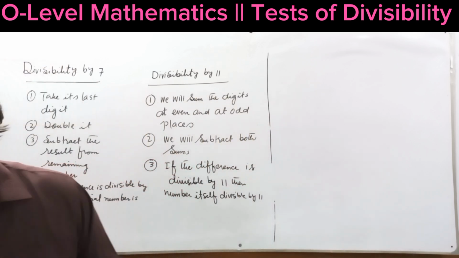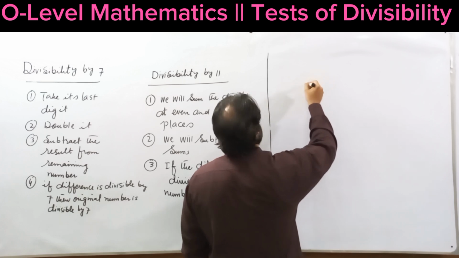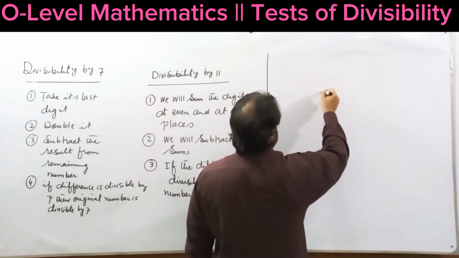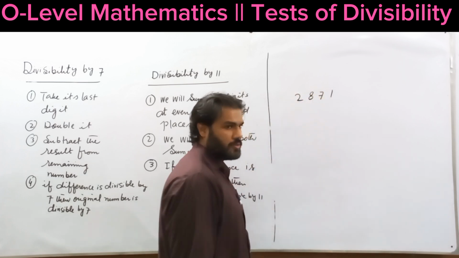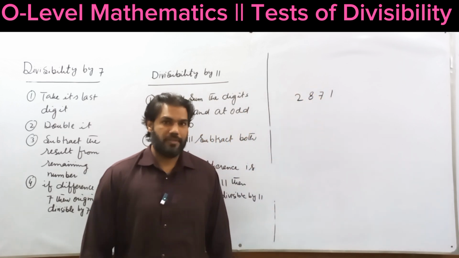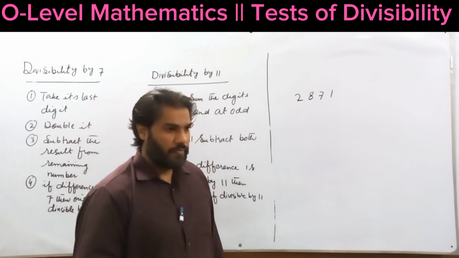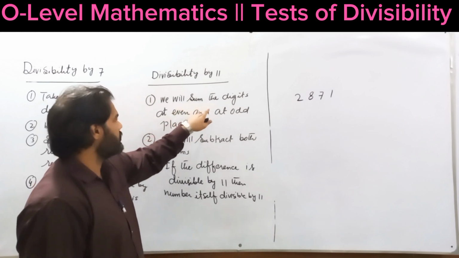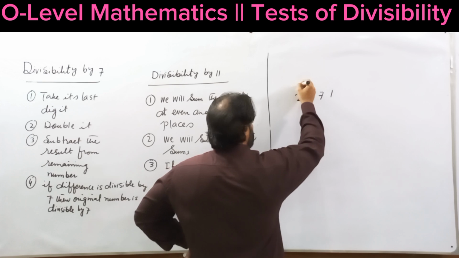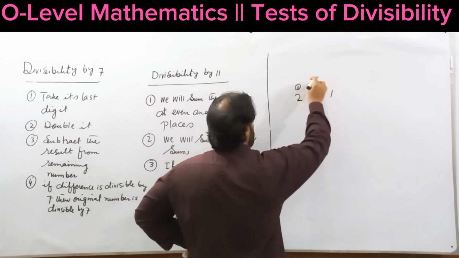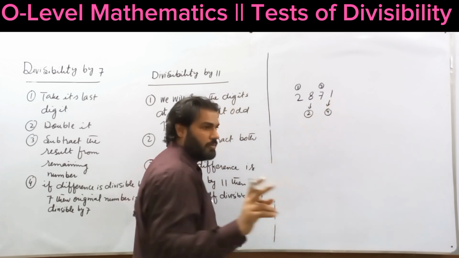Suppose we have a number that I formed, 1782. Suppose this is my number, and we have to check whether this number is divisible by 11 or not. So firstly, we will sum up the digits at even and odd places. Odd places mean this is the first place, this is the third place, these are the odd places. This is the second place, this is the fourth place, these are the even places.